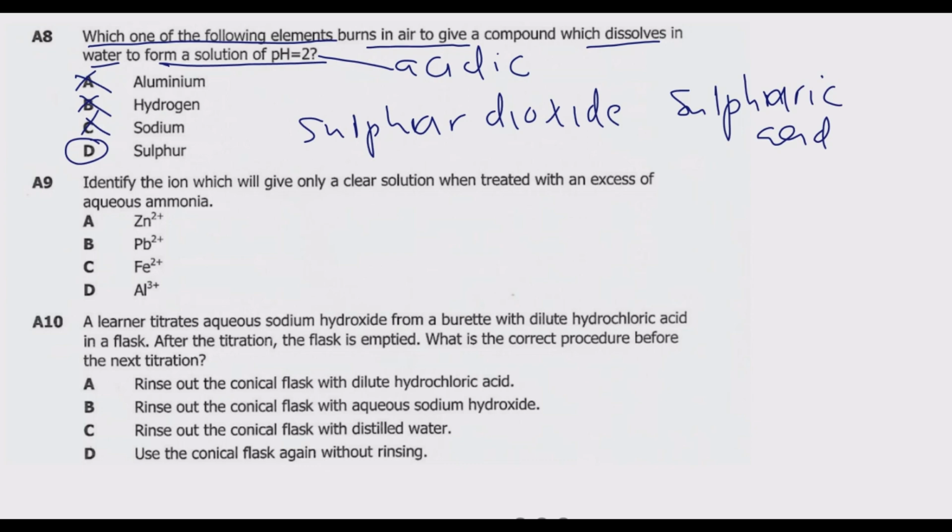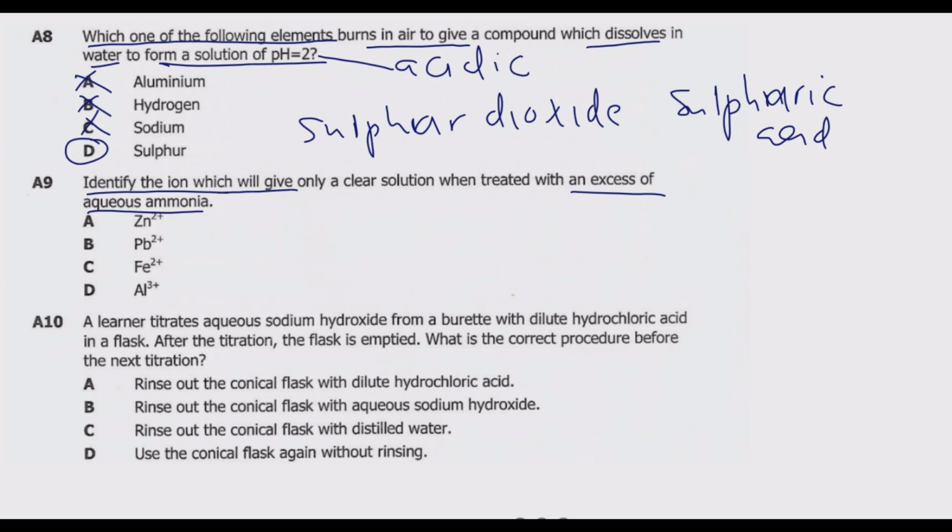Number 9. Identify the ion which will give only a clear solution when treated with an excess of aqueous ammonia. Okay, so we want to identify this ion. So you see basically a method of identifying or testing for cations. So we have zinc.